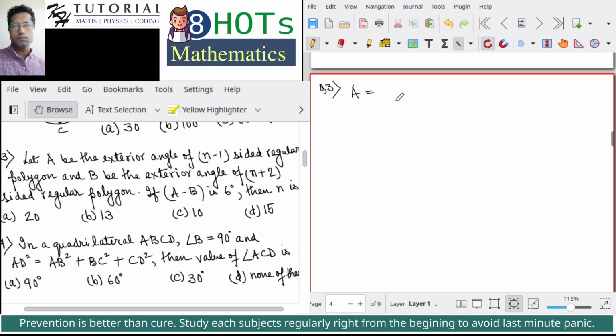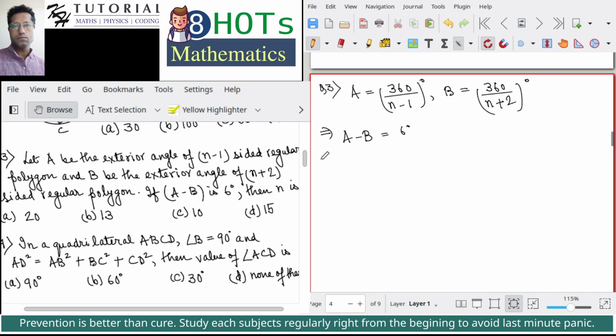So we know that in a regular polygon of n sides, each of the exterior angle is equal to 360 by n degree. So for n minus 1 sided regular polygon, we will have each exterior angle equal to 360 divided by n minus 1 degree. Similarly, B is the exterior angle of n plus 2 sided regular polygon. So we must have B equals 360 divided by n plus 2 degree. Now also it is given that A minus B is 6 degree.